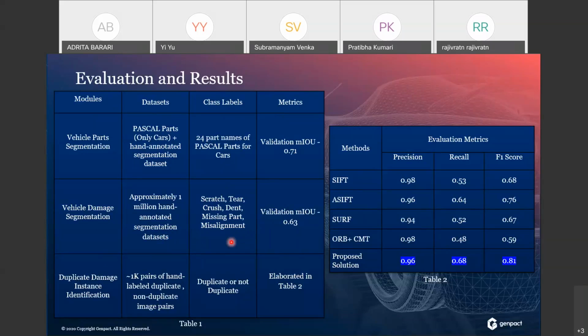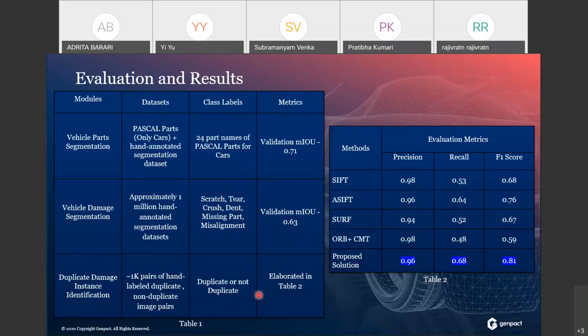And these are the class labels, the different kinds of damages that we are trying to find out. And this is the validation MIOU that we have got. For the duplicate instance identification, we have around 1,000 pairs of images which have been annotated to be labeled as duplicate or non-duplicate pairs. So this is a pairwise comparison.